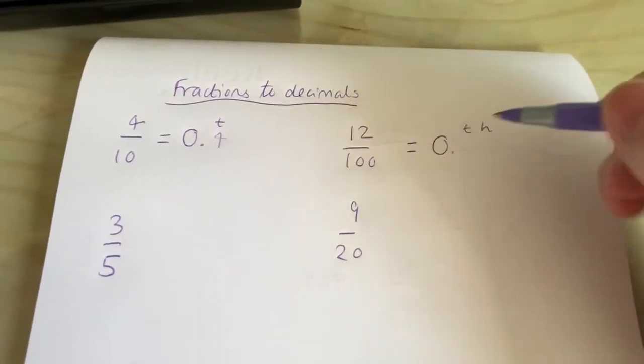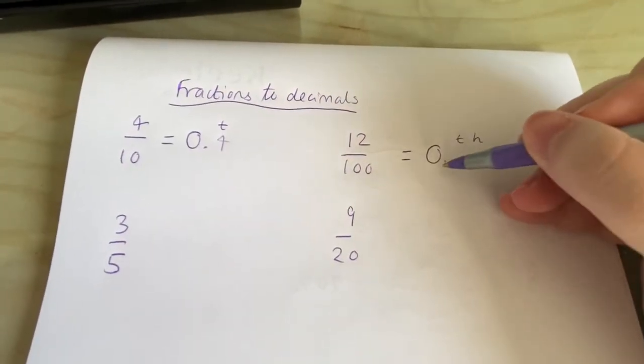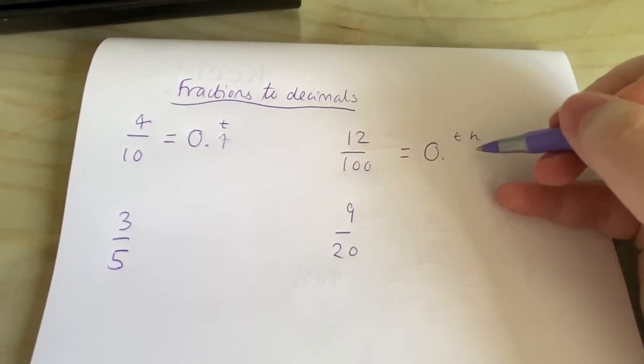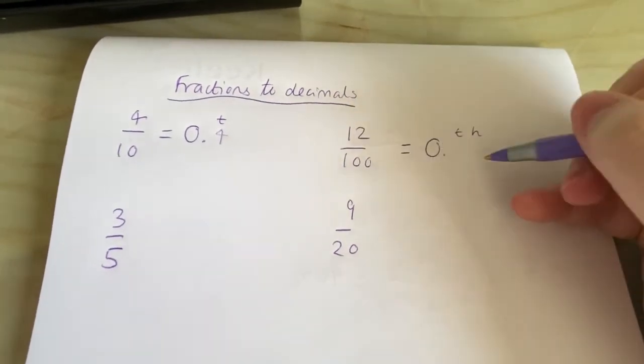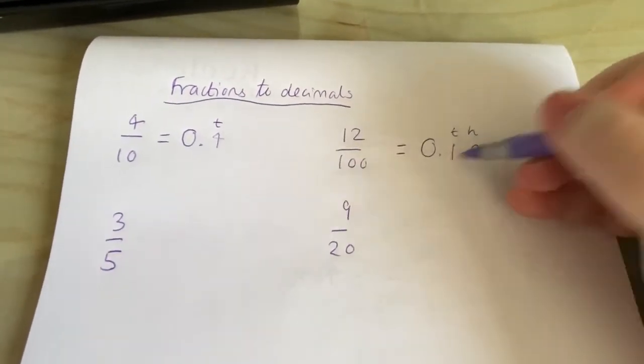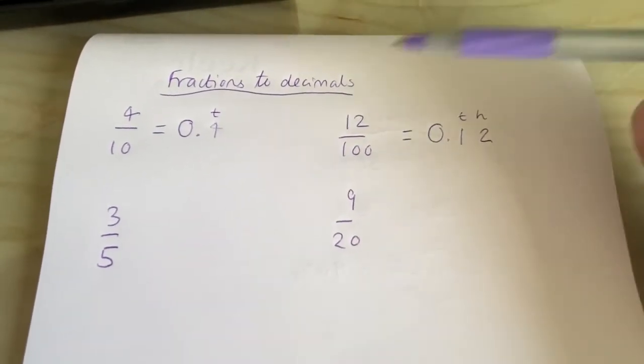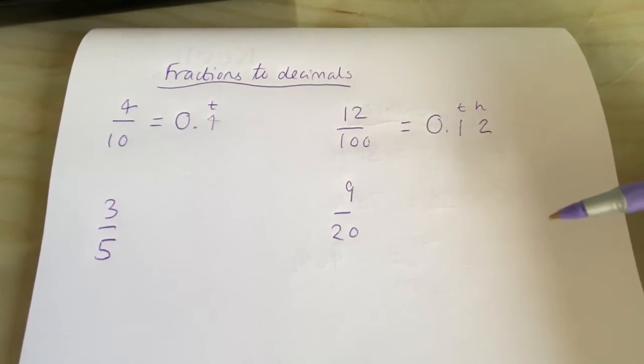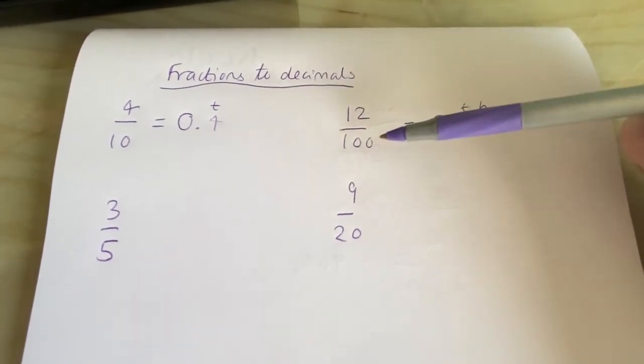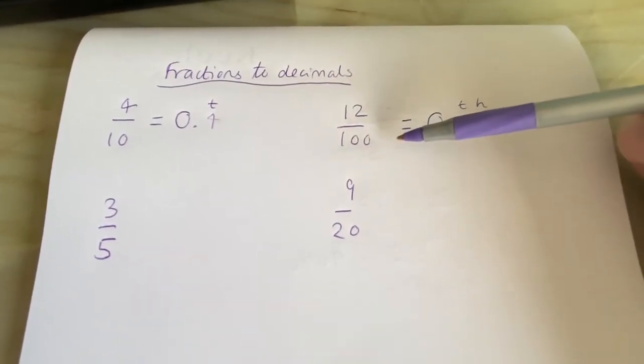If I've got 12 hundredths, so I've got my tenths and hundredths after the decimal point here. I know that the last digit's in the hundredths because the fraction's out of 100. So the 2 goes there and the 1 must go there, 0.12. From our decimal work so far, these are quite familiar to us. The tricky thing is when the denominator is not 10 or 100 or 1,000.